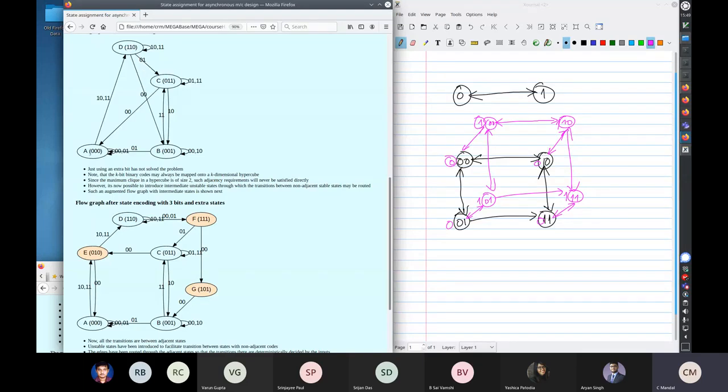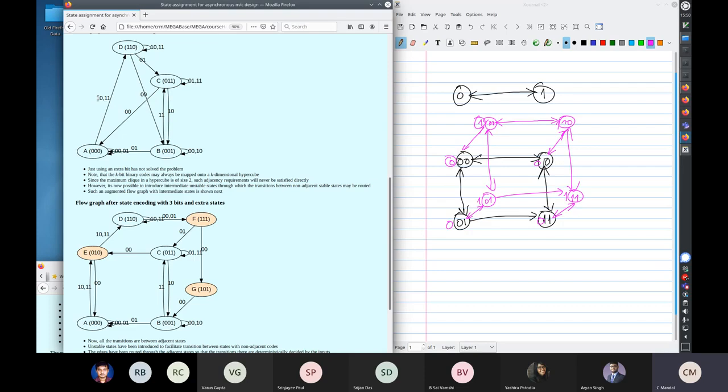So your original states are A, B, C, and D. So those states are here, A, B, C, and D. Now you have a transition from A to D. Okay, so as you can see, from A to D, this transition, what you are doing is you are routing this transition from A to D via E. Okay, you are routing this transition via E. So these are extra states.